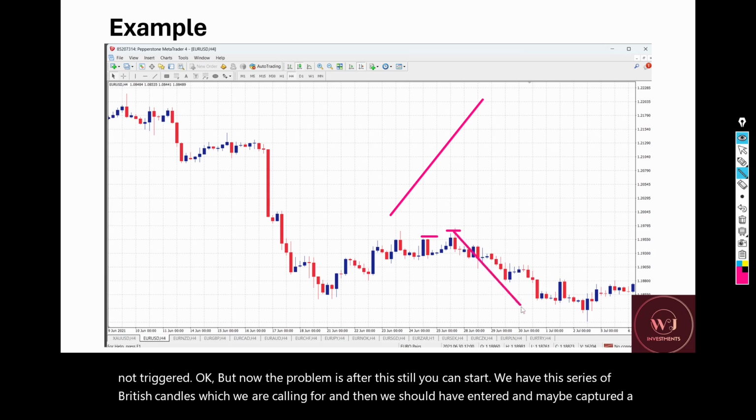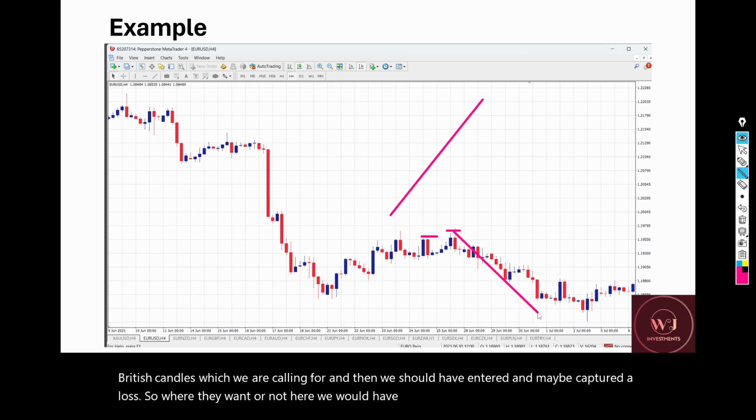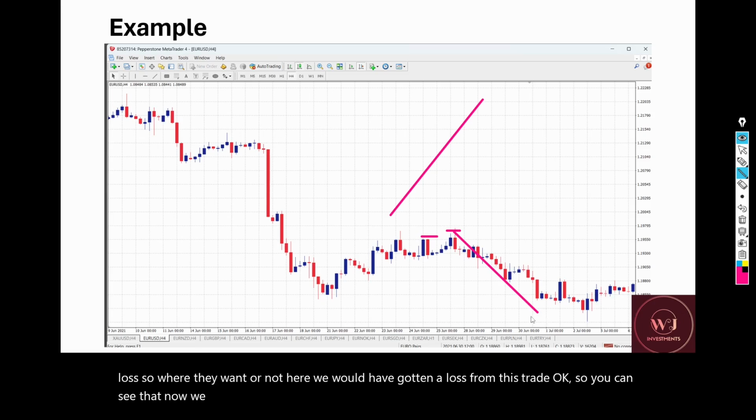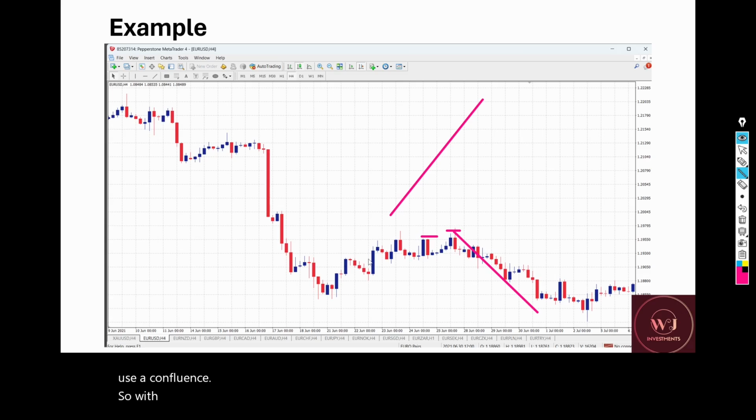So whether you want or not, here we would have gotten a loss from this trade. Okay, so you can see that now we have a loss on this trade, and it was a valid chart pattern. But now we have to use confluence. So with confluence videos to come, we can spot how we can either avoid this loss or not.